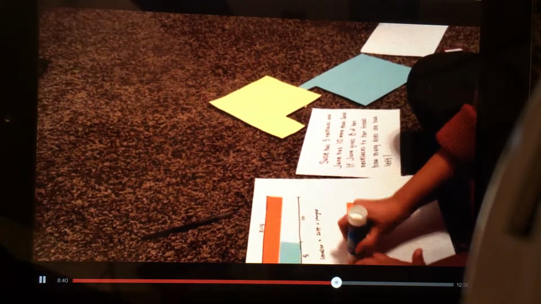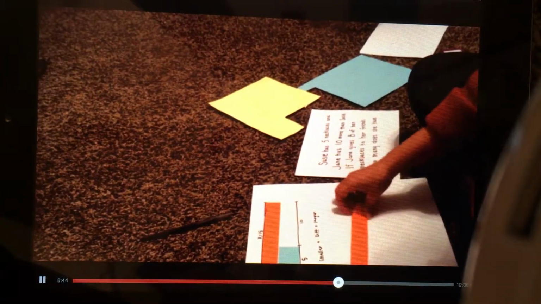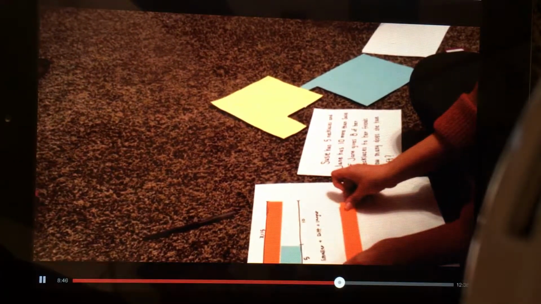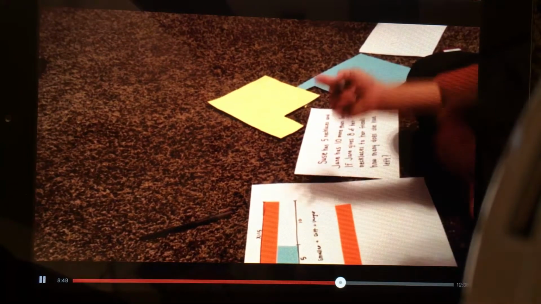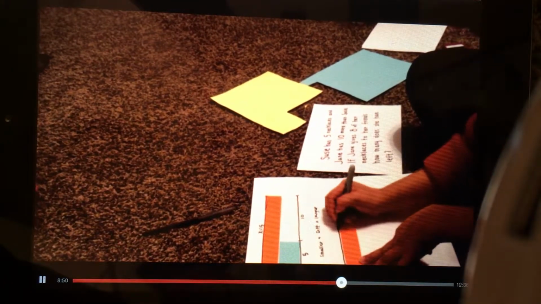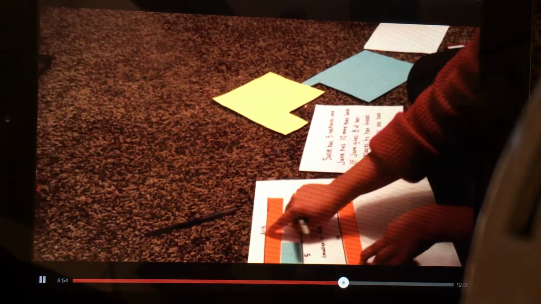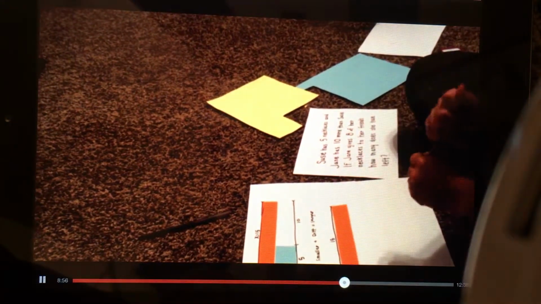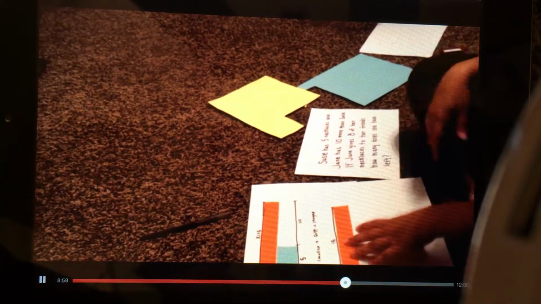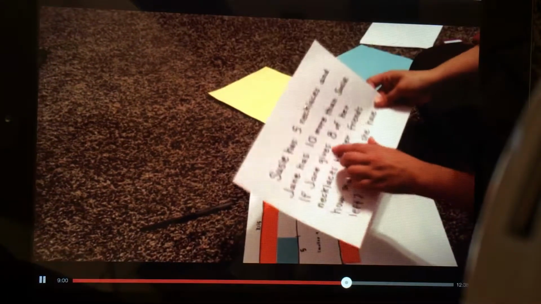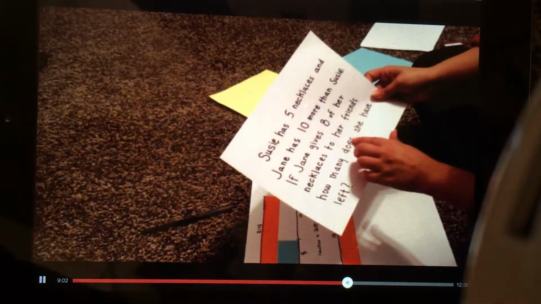So now we are going to glue down our starting value. So in this case, it is our 15 necklaces that Jane is starting off with. And we'll draw our line. And we can go ahead and write 15 up here this time because we found that value in our first step of this problem. And we know that she is giving 8 of her necklaces to her friends.